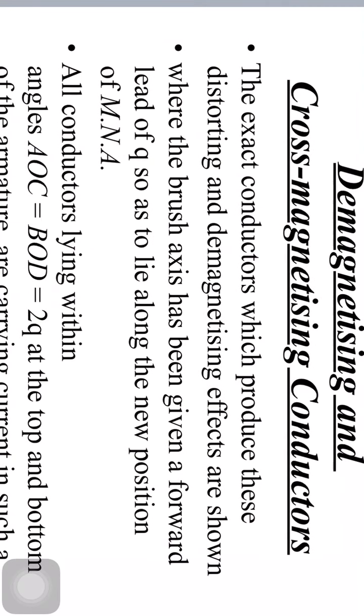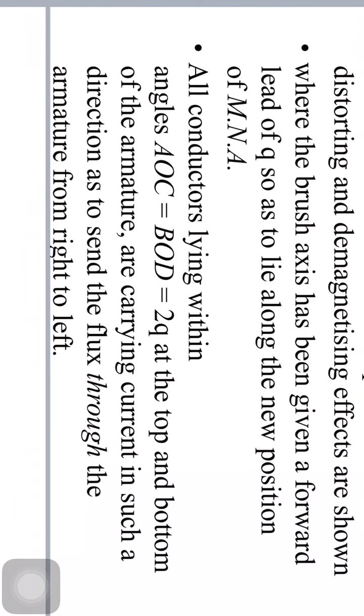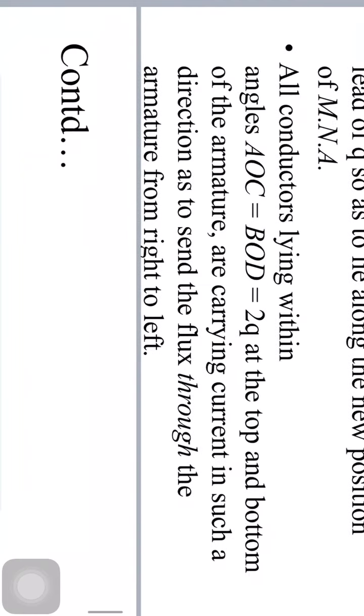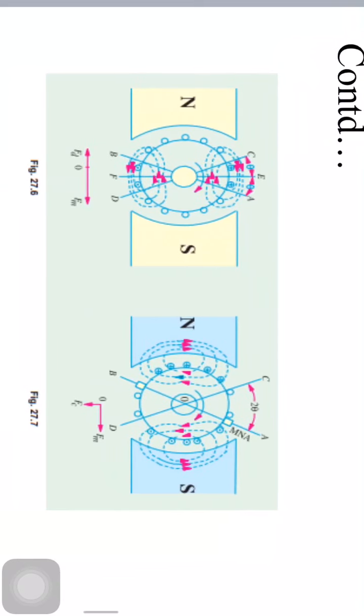Now coming to demagnetizing and cross magnetizing conductors, the exact conductors which produce these distorting and demagnetizing effects are shown in the figure. We will see where the brush axis has been given a forward lead of angle θ, so as to lie along the new position of the MNA. Here we can observe clearly in the diagram the north and south poles.